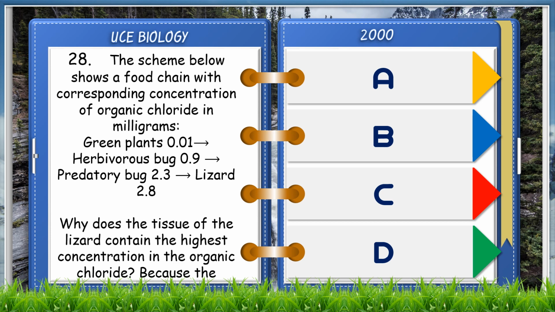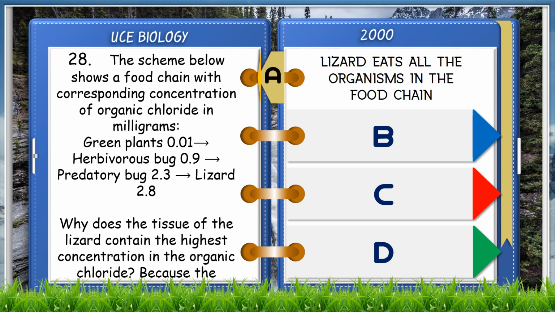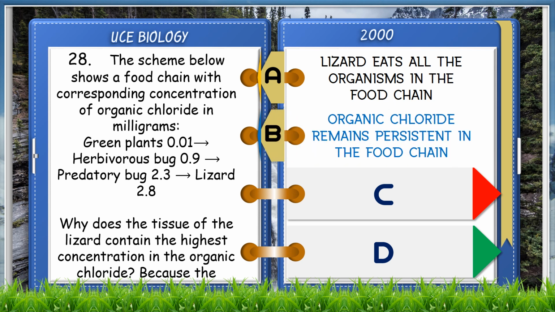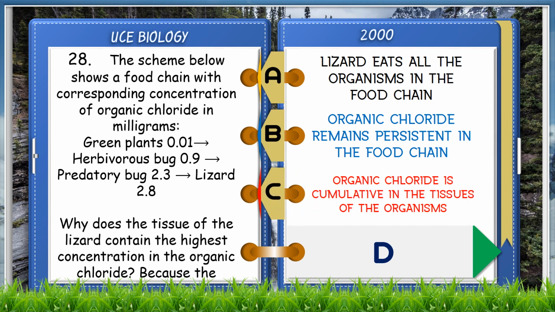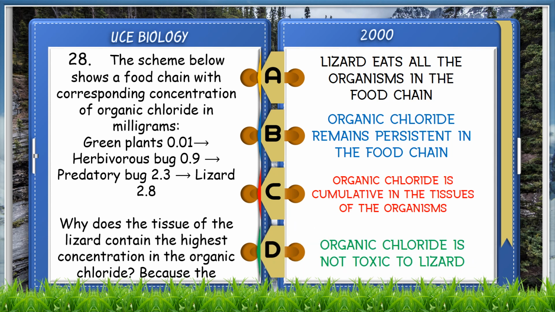Because the A. Lizard eats all the organisms in the food chain. B. Organic chloride remains persistent in the food chain. C. Organic chloride is cumulative in the tissue of the organism. D. Organic chloride is not toxic to lizards. The answer is C. Organic chloride is cumulative in the tissue of the organism.